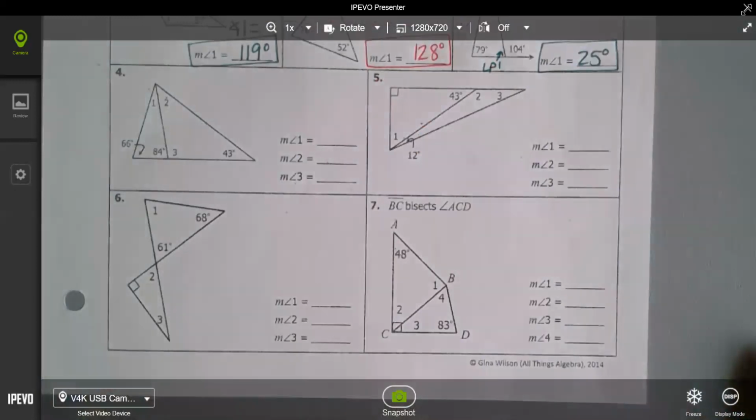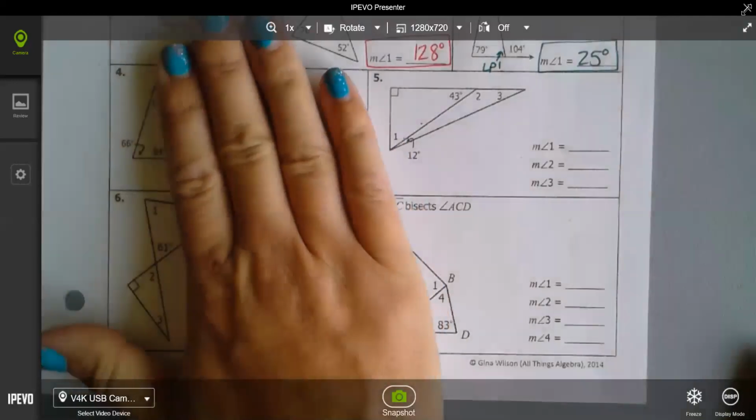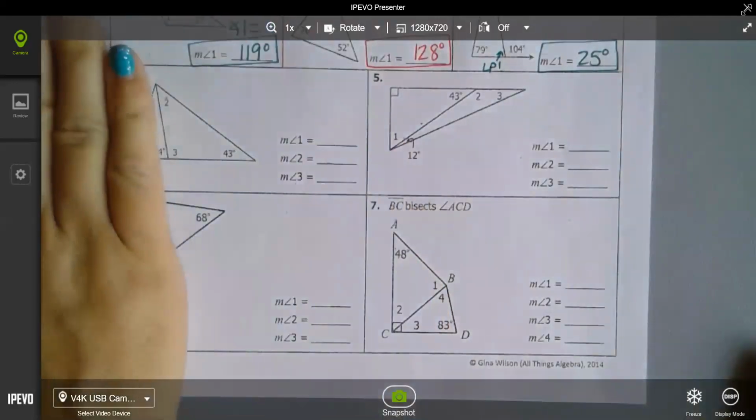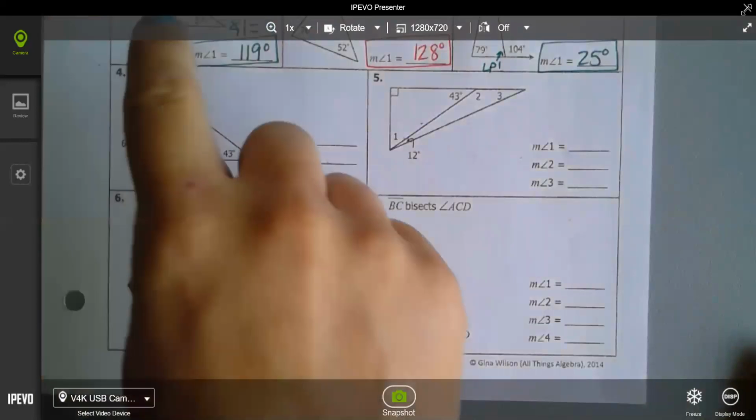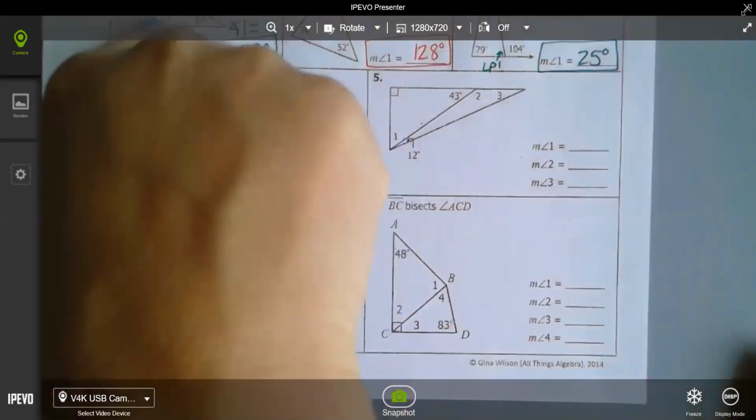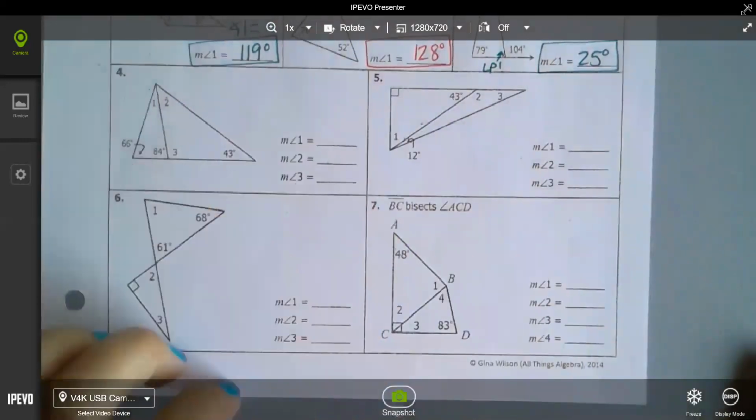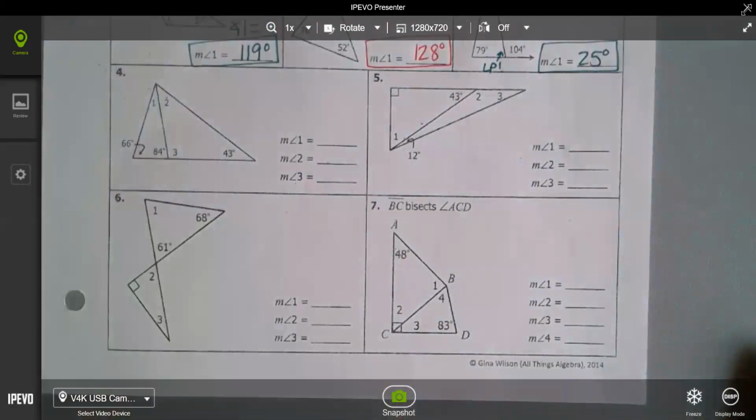All right, number 4. Do you see 3 triangles? There's one triangle, there's another triangle, and then this whole big triangle. So what we need to do is start with a triangle that gives us enough information to get one thing. And then we can use that information to find out all the rest. So this is what I'm talking about.